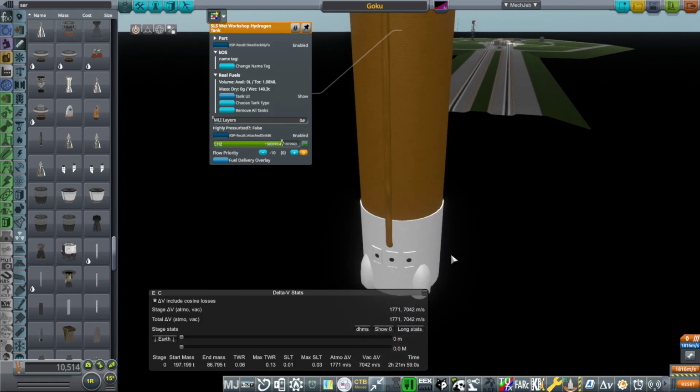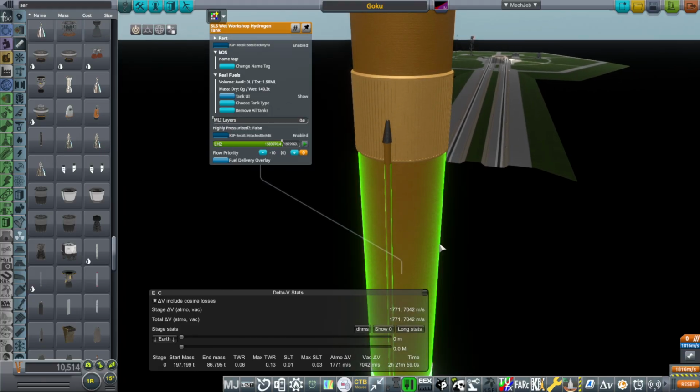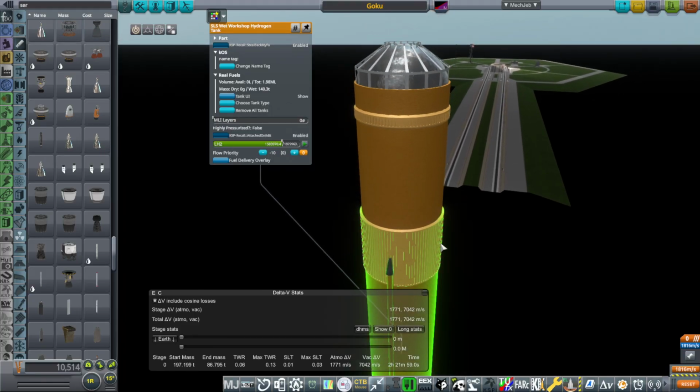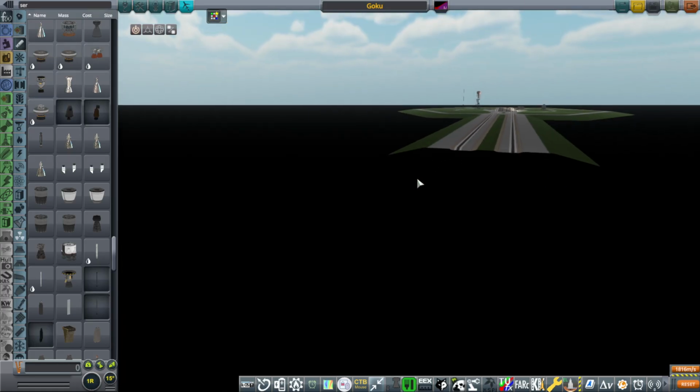And especially if you do have ion engine support as well. One thing this doesn't have on it right now is RCS ports. So that needs to be added on too. Alright, so that was the SLS Wet Workshop.